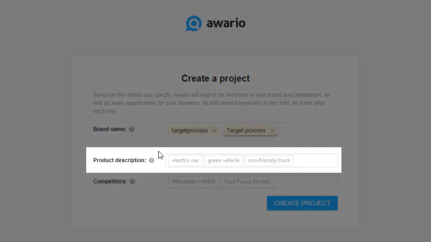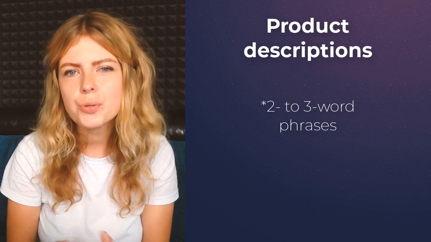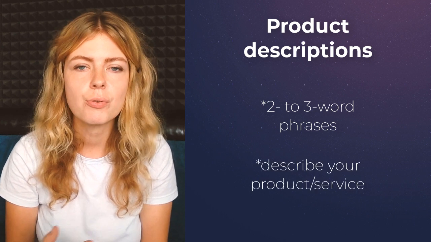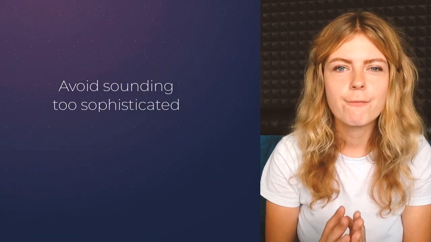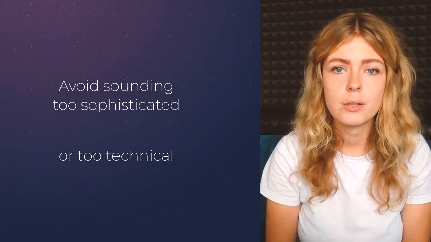Now, let's move on to product descriptions. Those are the keywords that Awario will use in combination with predictive insights to search for people who are looking for recommendations on a product like yours across social media. Ideally, your product descriptions should be 2 to 3 word phrases that describe what your product or service is. Make sure to avoid sounding too sophisticated or too technical. Instead, think of the words that real people use when referring to your product category.